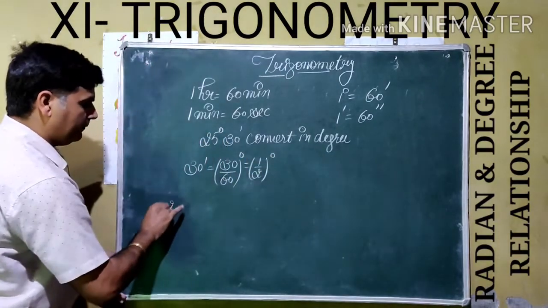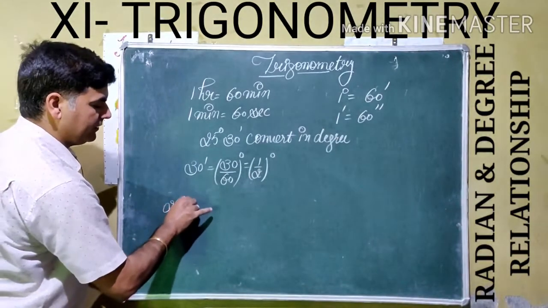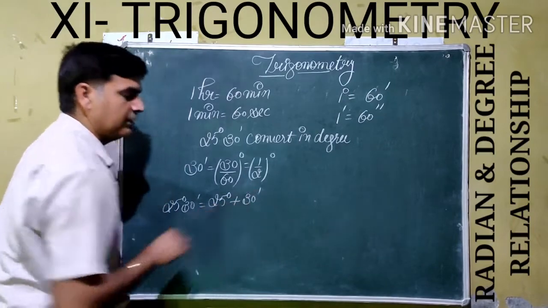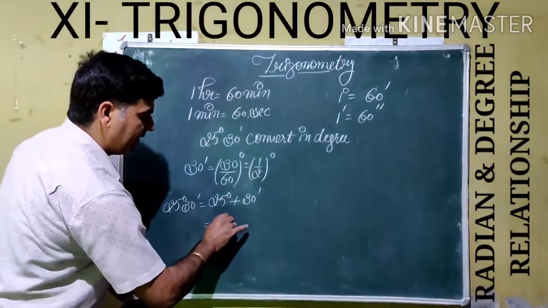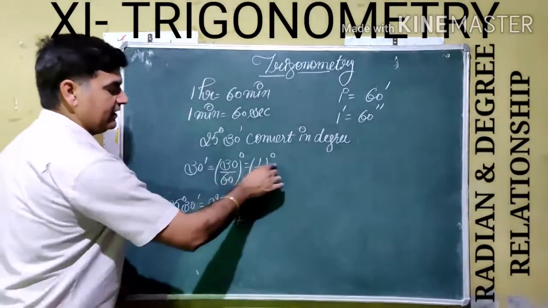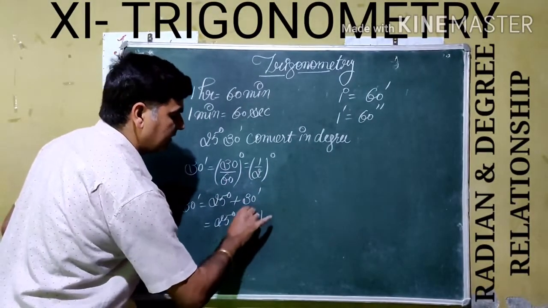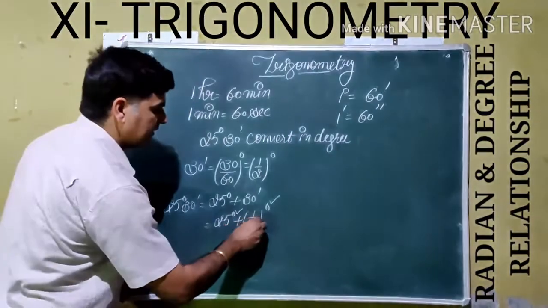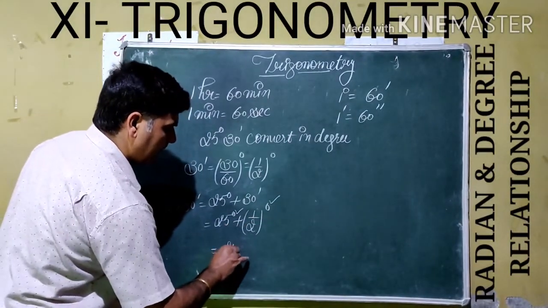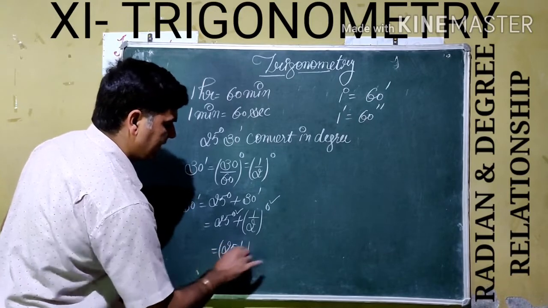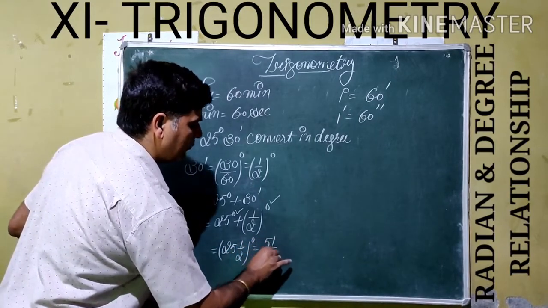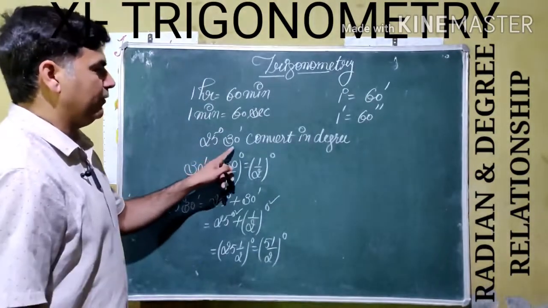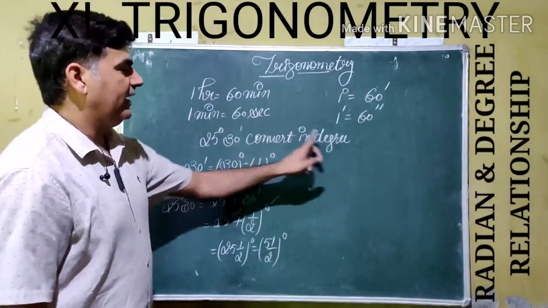The original value is 25 degree 30 minute, which means 25 degree plus 30 minute extra, that is 25 degree plus the value of 30 minute, which is half degree. Now both measurements are in the same unit, degree, so we can add them. 25 plus half, 25 and half. Simplified, we can say it is 51 by 2 degree. Like this, we can convert a fractional unit of angle into degree.